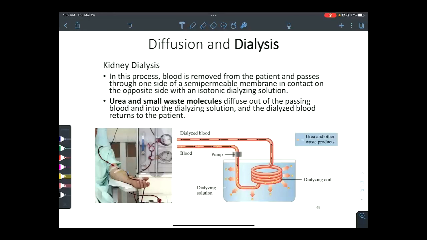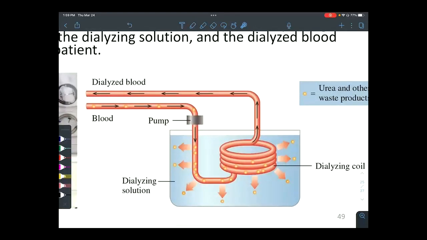with this other solution. So the blood is running through an isotonic solution. What happens is those small toxins within your blood will just naturally diffuse into an area of lower concentration that you see here, right? So all molecules will undergo diffusion in that case.